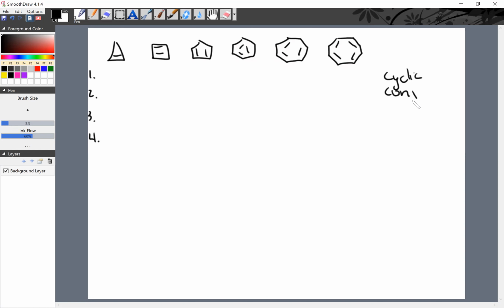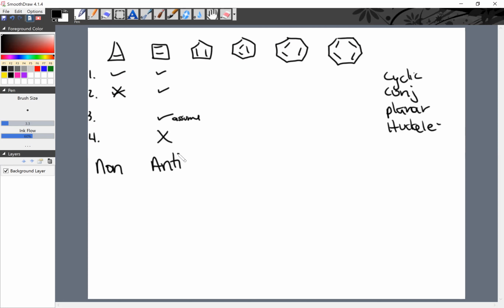Cyclic, conjugated, planar, and Huckel electrons. So we said yes, yes, yes. This was our little assume. And no. So this one is just non, or not. This one was anti. This one, planar yes, but it was not conjugated, so it's non, or not. This one is aromatic.